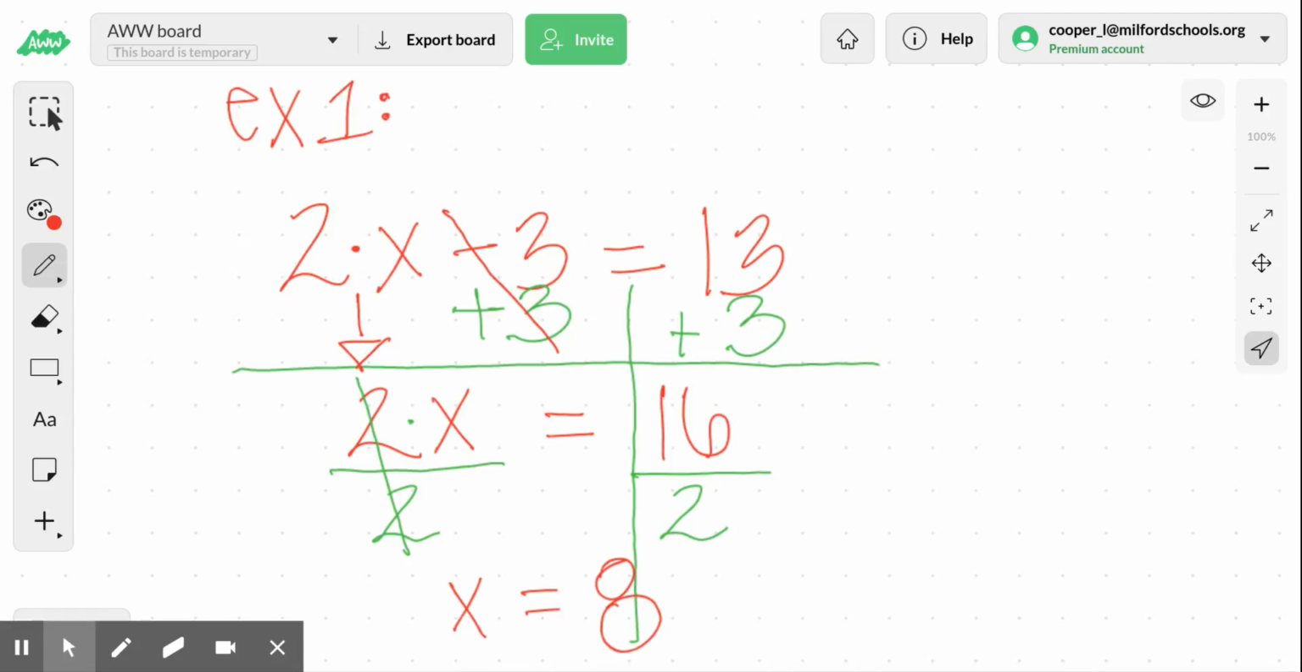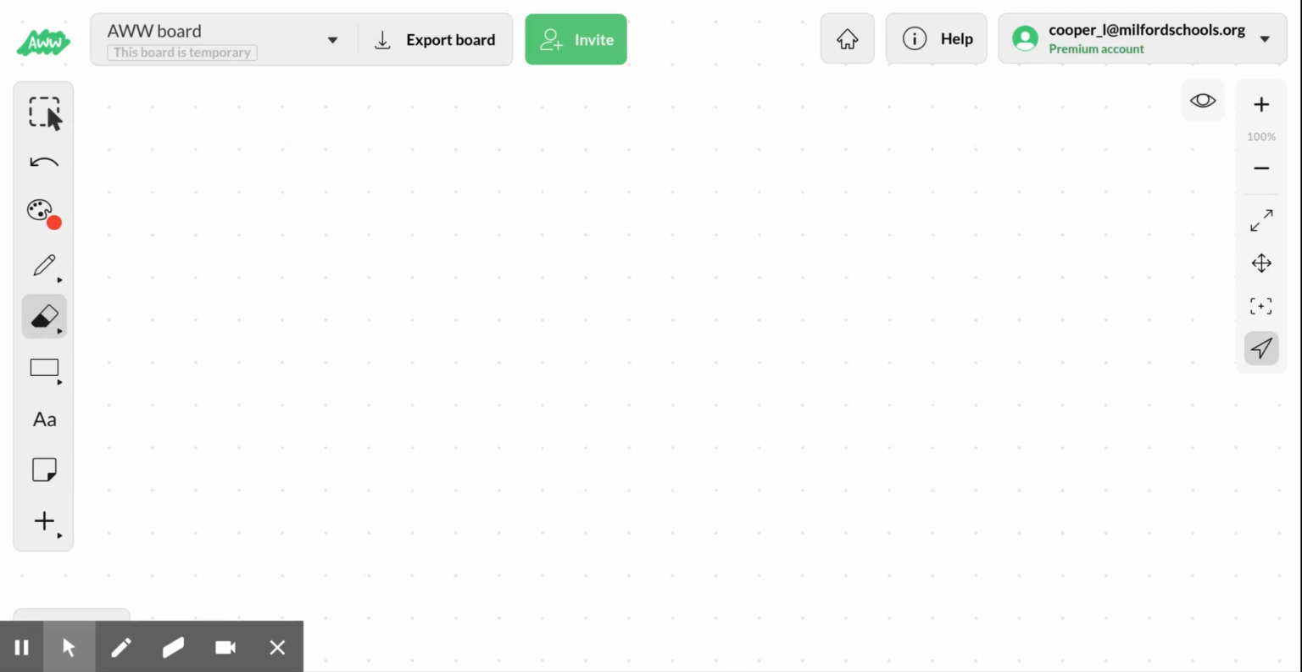It's fairly simple. It doesn't get too much harder as far as two-step equations. Once we get into multi-step, it'll get a little bit more complicated. So let me clear this screen, and we're going to go to example number 2. This will look a little different, but still using inverse operations.